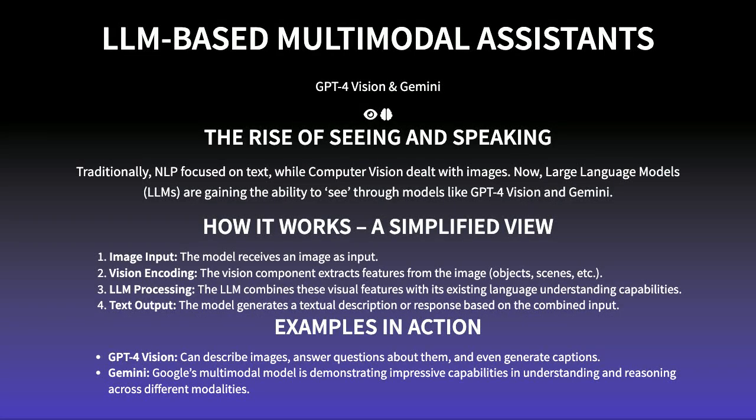Okay, let's talk about how large language models are now getting a visual sense. For years, NLP was all about words and computer vision focused on images. They worked in separate silos. But recently, models like GPT-4 Vision and Google's Gemini have been built to combine these two powerful areas. Basically, they take an image as input, use their vision capabilities to understand what's in the picture, and then tie that understanding into their existing language knowledge. It's like having a really smart assistant that can not only read your text but also see it too. They can answer questions about images, generate descriptions, or even just tell you what they think is happening in a photo. GPT-4 Vision and Gemini are leading the charge here, showing us exactly what these multimodal models can do.